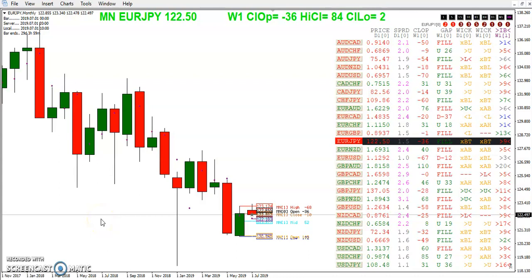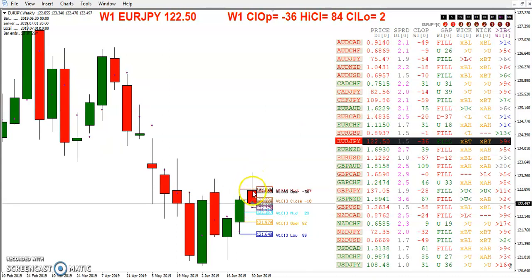Now, one other thing to look at here is you see we filled the gap yesterday on the weekly, so we can switch back to weekly now. You see we filled that gap. We're exiting the upper wick zone of the previous week's candle as well. And we're heading towards that pivot of 122.37. Now we still have other gaps that need to be filled here. So there's going to be opportunity in all of these pairs to fill that gap.